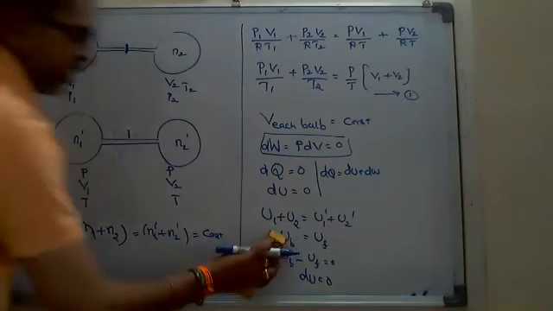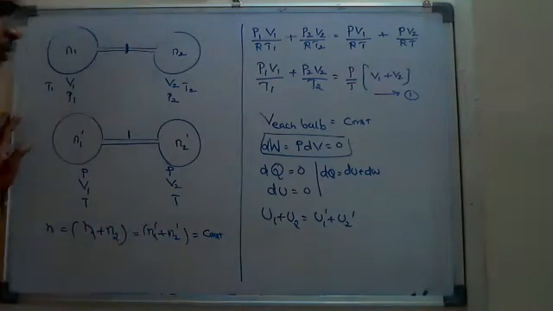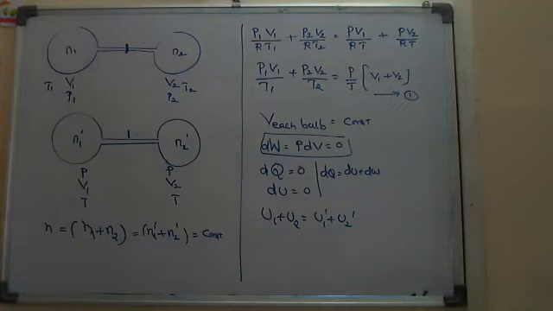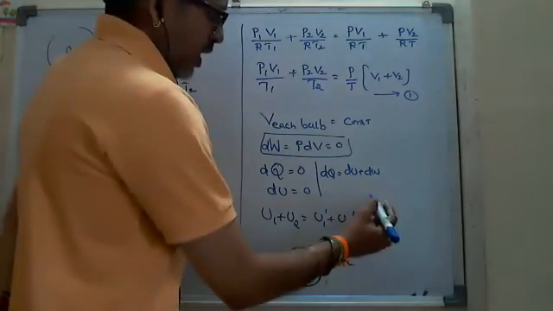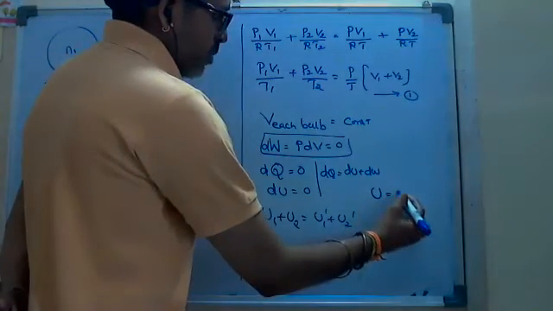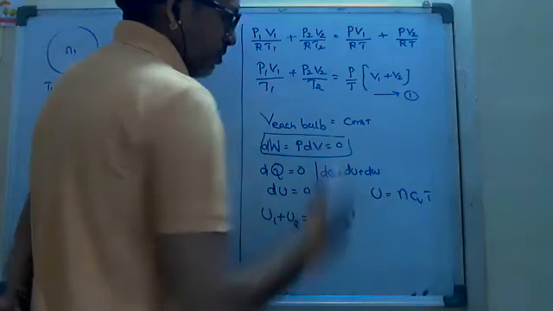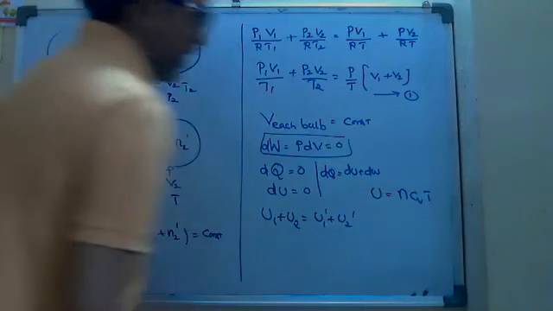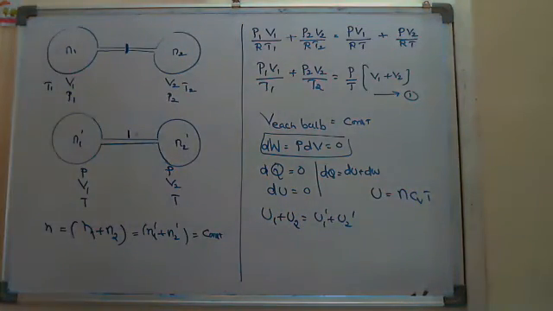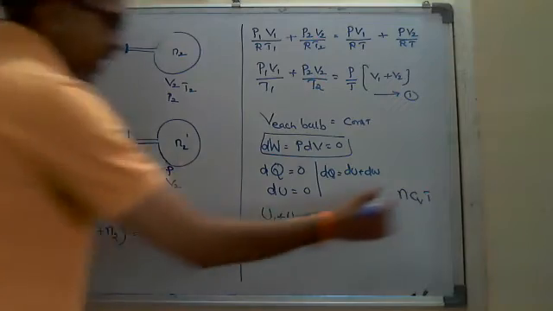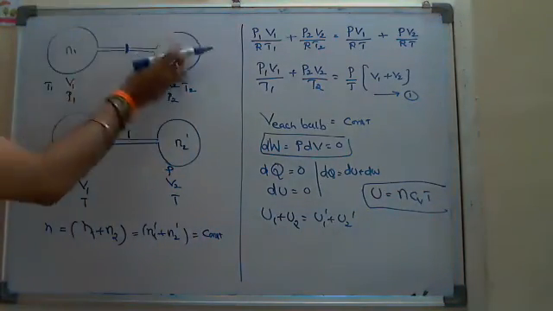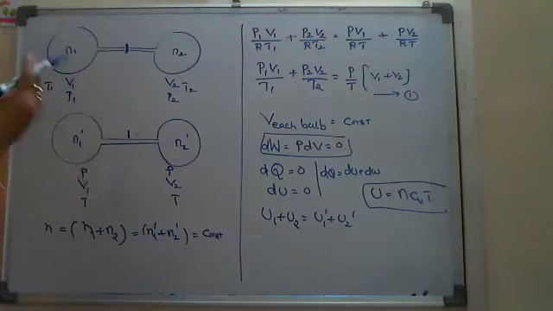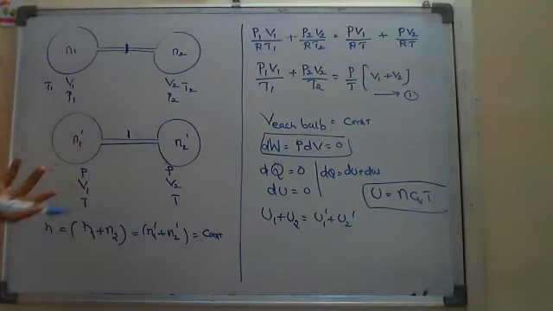Okay, so here what I'm saying, U1 plus U2 before equals U1' plus U2' after. Here is the internal energy. If you go back to that chapter, our internal energy formula is dU = nCv dT. Using that formula here, Cv I have to take the same.